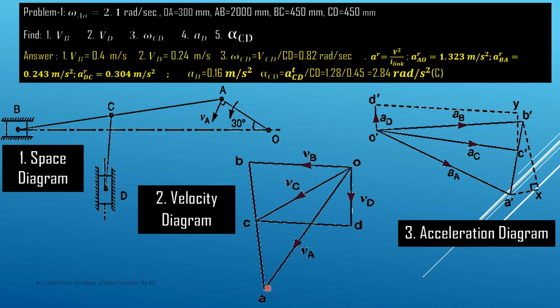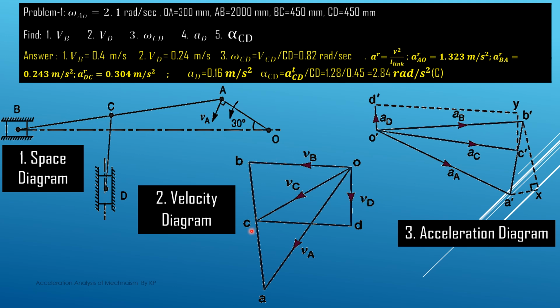From this point A, to locate this B point, we draw a line perpendicular to this BA. We do not know where it is intersecting the other line. We know the velocity of B with respect to point A is always perpendicular to BA, and the velocity of B is along the BO line. So from this O point, we draw a horizontal line, and where these two lines intersect, we get the point B. We join B with O, so we have the velocity of point B.